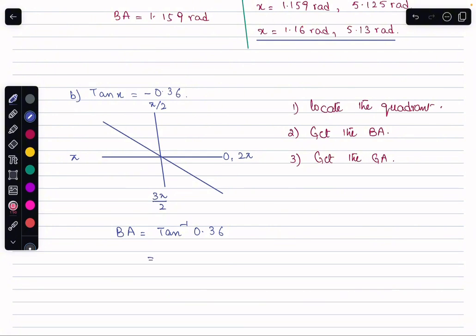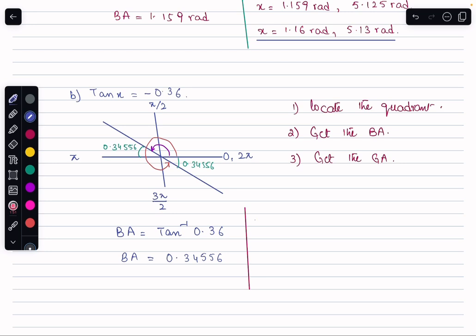That gives me the answer as 0.34556. I'm taking slightly exaggerated values because I have to give my answer up to 3 significant figures. So here my basic angle is 0.34556, and here also it's 0.34556. I have to get the general angle, meaning starting from 0 up till this line, and then starting from 0 up till this line here.